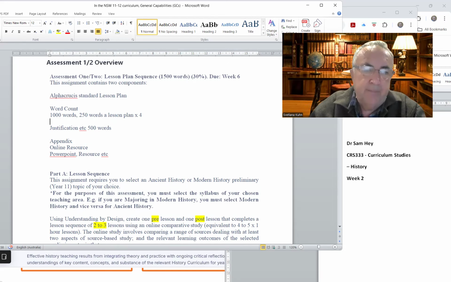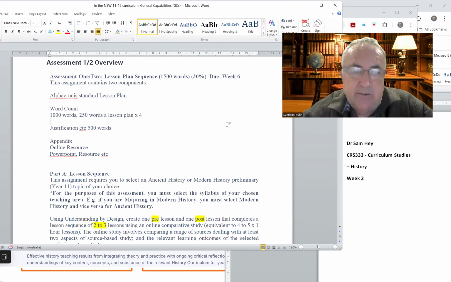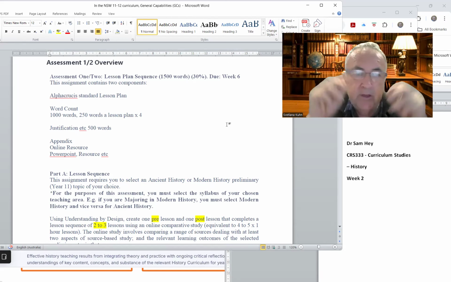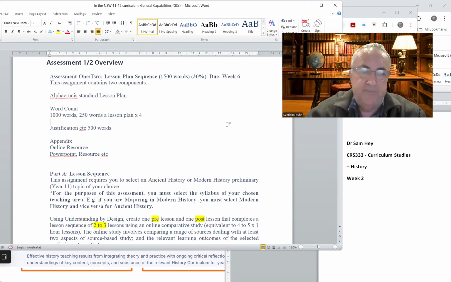One of the ways in which you can handle the challenge that's placed here of the limited number of words of 1,500 words is that you can have an appendix. And even though the appendix doesn't count in terms of being marked, it gives you somewhere to store and display the material that you might be developing for your own lessons in the future.